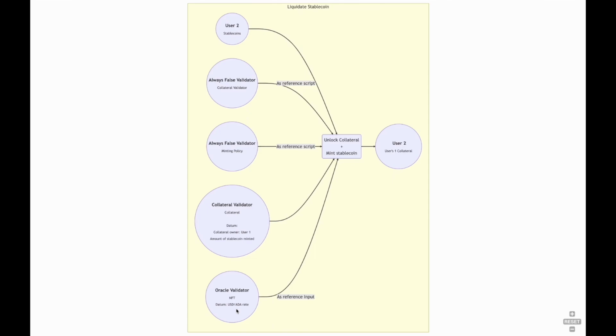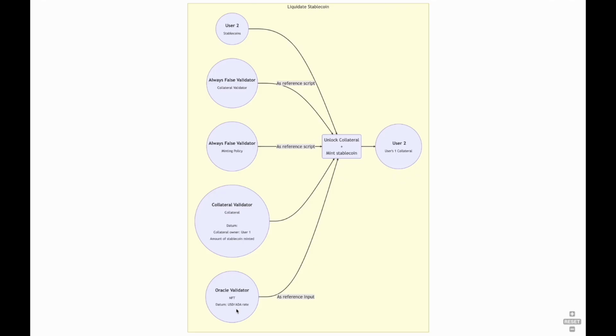And in this case, some user 2 can step in, and user 2 would burn 100 other stablecoins that they have, and in turn can consume user 1's collateral UTXO. So this means that user 2 now receives all of user 1's locked ADA, which, even though the price dropped a little bit, because we have this 150% collateralization, there's still some difference that the user would keep and profit from, and user 1 loses this.